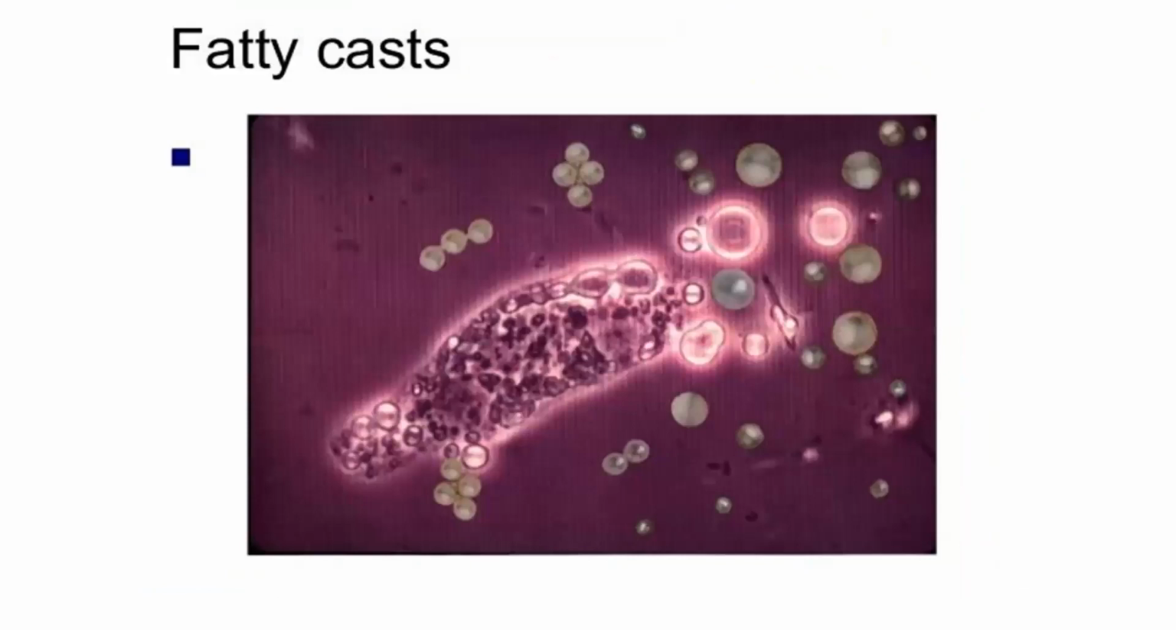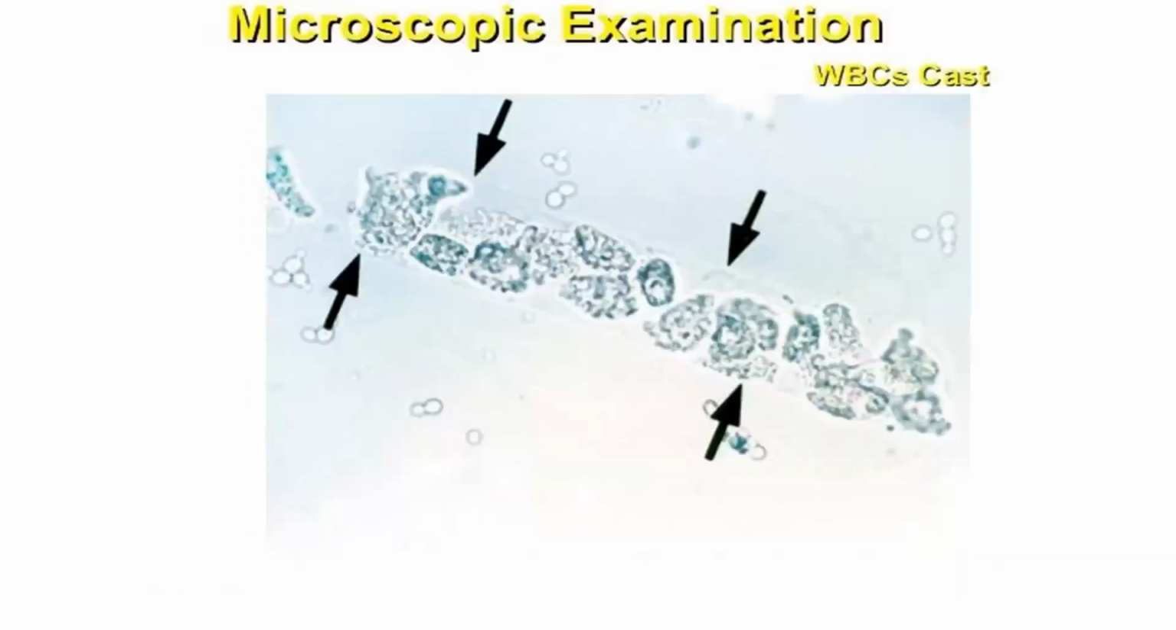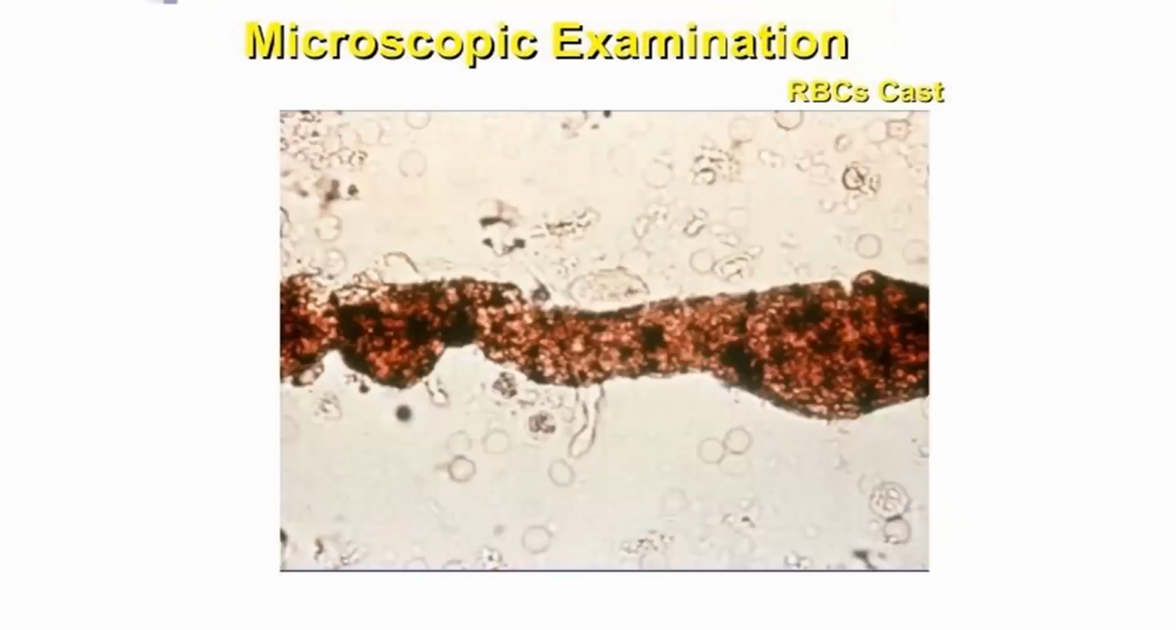These are fatty casts, seen under the polarized lights. WBC cast again. RBC cast. The RBC cast is a net feature of acute nephrotic syndrome.